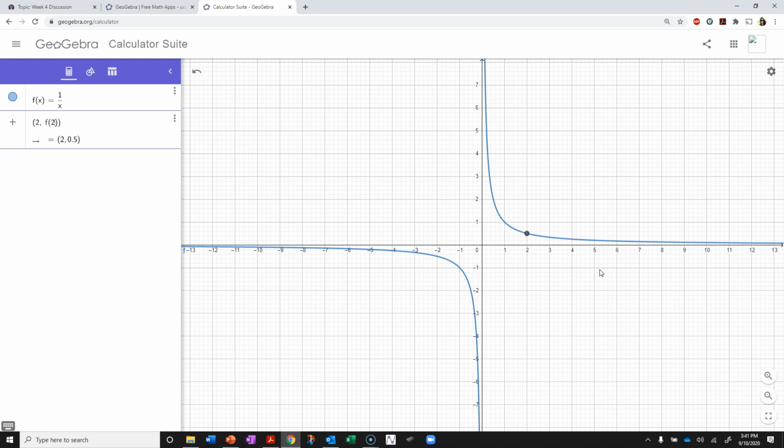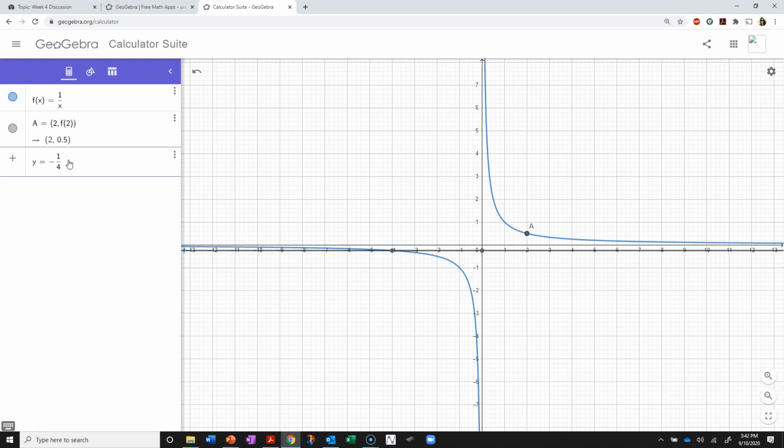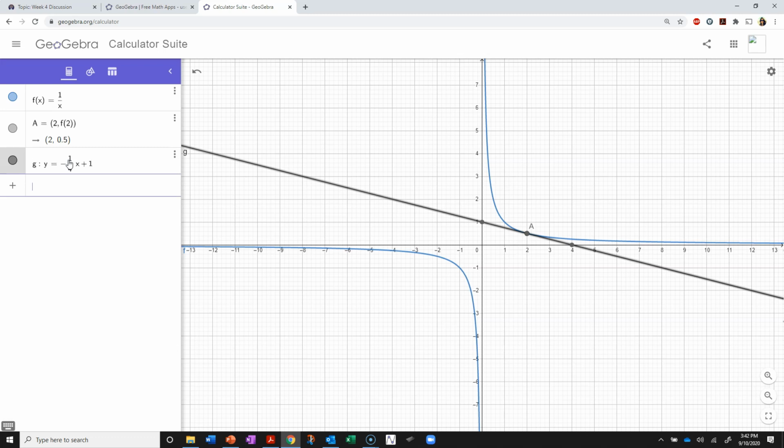2, f at 2. We see our point on the line, and we can confirm that we calculated that point correctly. 2 and 1/2, perfect. And now we can type in the equation for the tangent line that we found, which was y equals negative 1/4 times x plus 1. Notice that this line is the correct tangent line because it passes through the point A and it nicely hugs up against our curve. So, well done, we did it right.